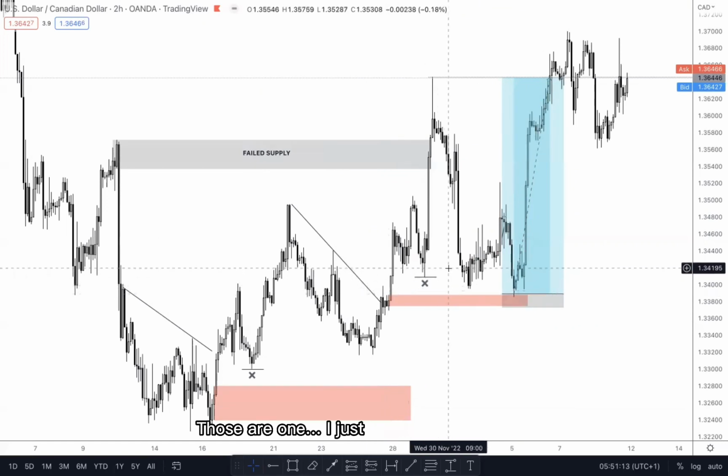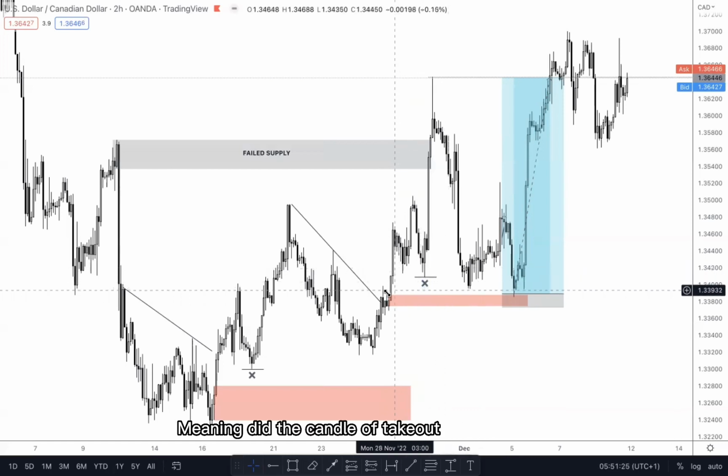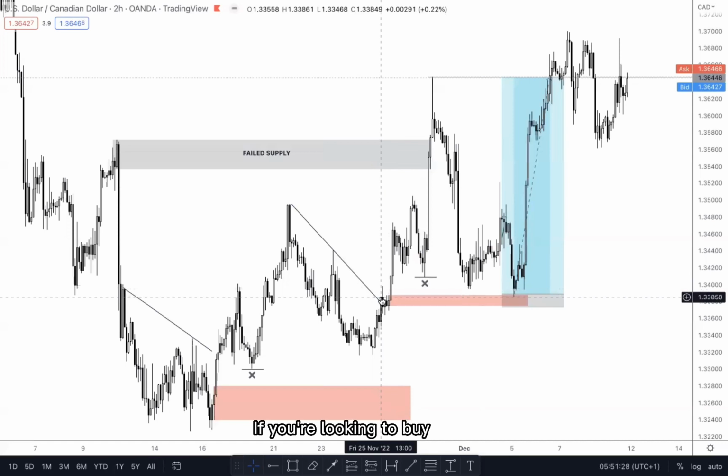So I will quickly mention, when you're looking for your POIs, these are the little things you take note of. One, inducement. Two, imbalance. And three, the power of the candle you're looking at, meaning that the candle took out a significant supply level, if you're looking to buy, before making a retracement back to that area. So you just have to look out for those little things. They might help with choosing the right points of interest.